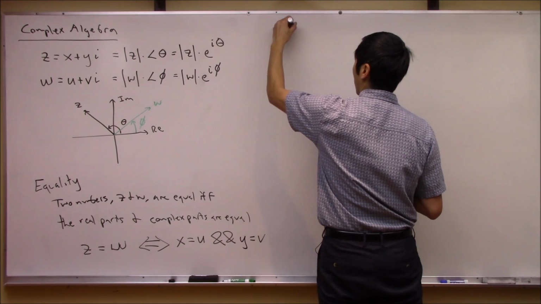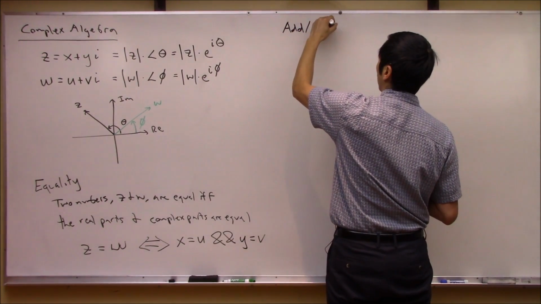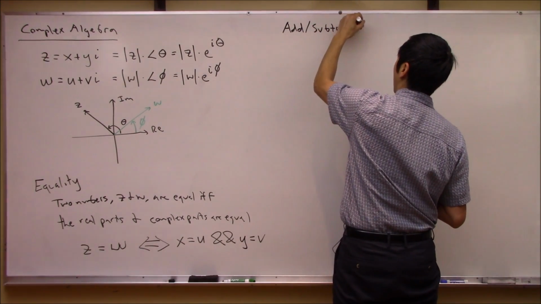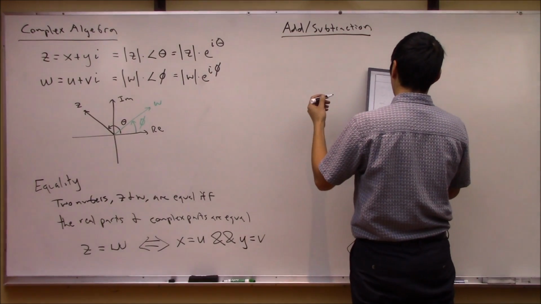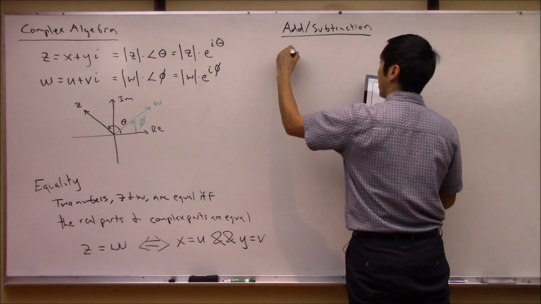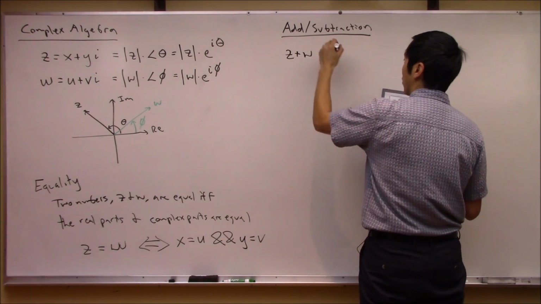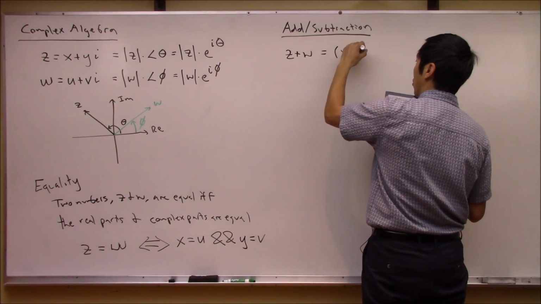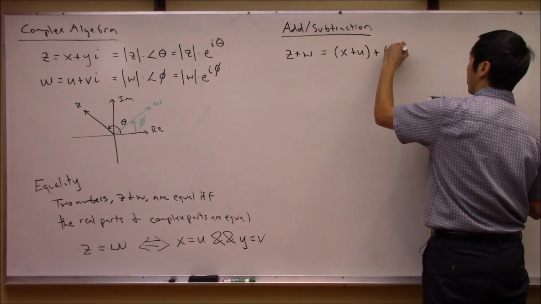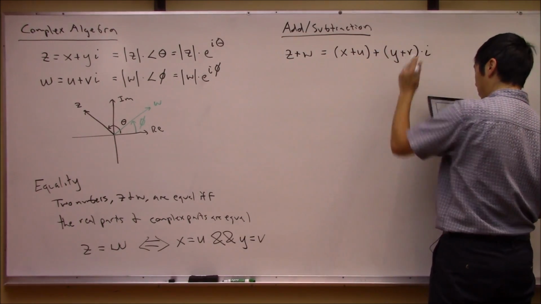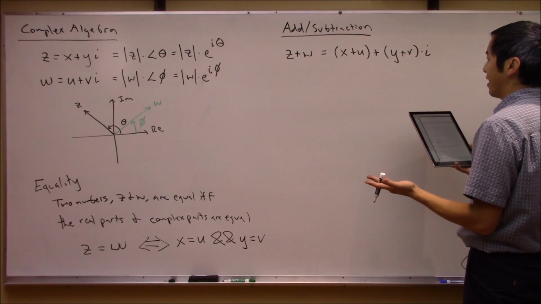So let's keep on going. Let's do a little bit more abstract things. How about addition and subtraction? Again, this is not mind-blowing at all. It's basically like vector addition and subtraction. So if you have two numbers, z and w, and you want to add the two together, all you've got to do is add the real components. So you get x plus u, and then you add the imaginary components, y plus v, and then times i. So that's what we pretty much end up with, and nothing fancy there.